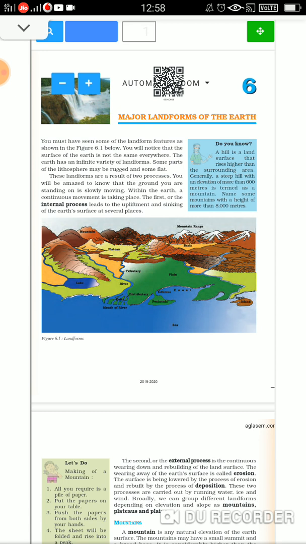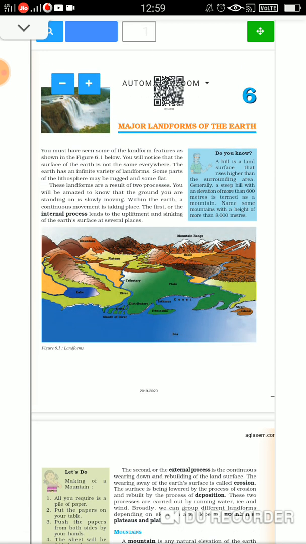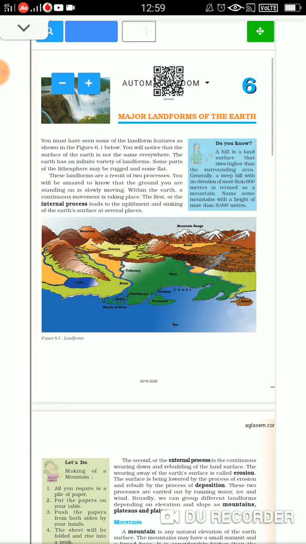You will be amazed to know that the ground you are standing on is slowly and gradually moving. Within the earth there is some movement taking place. So what are those movements? The first is the internal process, the second is the external process. The internal process leads to the upliftment and sinking of the earth's surface at several places.